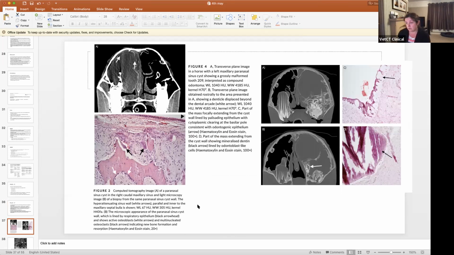So this image here shows the hyperattenuating sinus wall, which was consistent with the paranasal cyst wall lined by respiratory epithelium with active osteoblasts, which apparently are these little dudes here, and multinucleated osteoclasts, which indicate new bone formation on the histopathology, which is consistent with this appearance here. And then they had another one that had this dentine-like material within it.